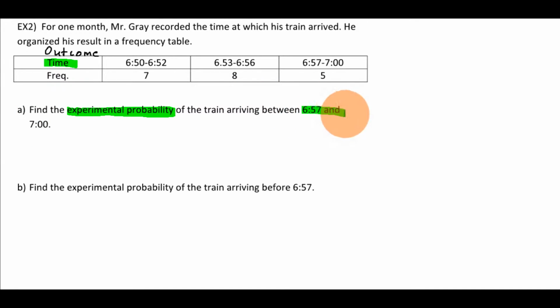Let's actually highlight these values as well. And I want to highlight that word between, but I'm going to use a different color so that it stands out a little bit more. Okay, between. So I'm looking at these 3 time periods, and I'm going to highlight this last one because this is the only time period that deals with times between 6:57 and 7 o'clock. If I look at the frequency below, I can see that the train has arrived in this time period 5 times. So Mr. Gray's recorded it 5 times arriving between 6:57 and 7 o'clock.